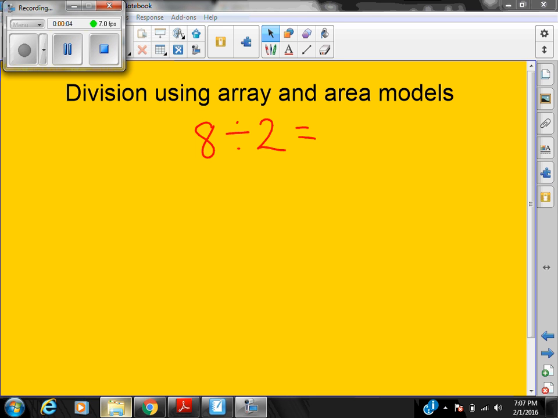Division using array and area models. So today I have 8 divided by 2, and this is a very simple problem. But when you are dividing, it means to share equally.